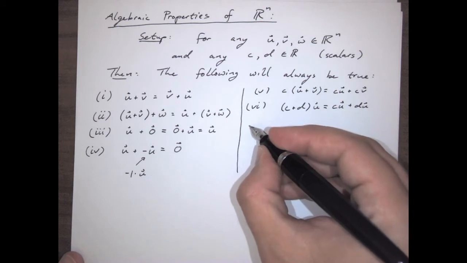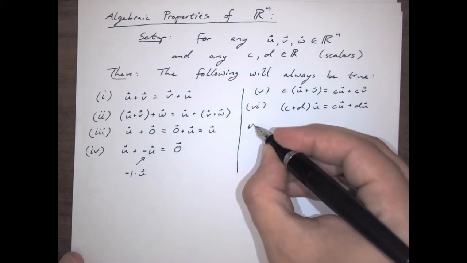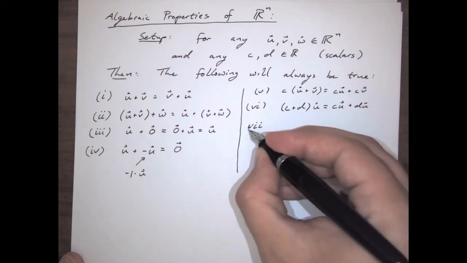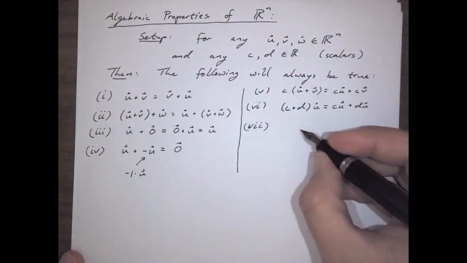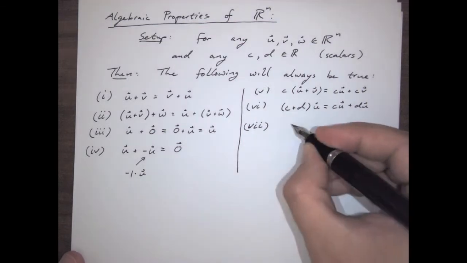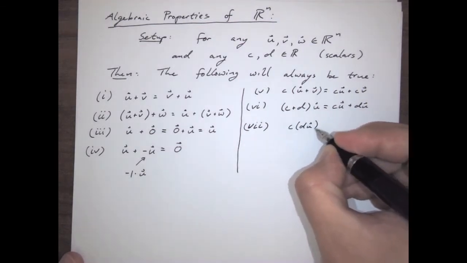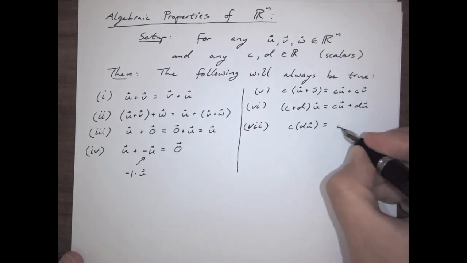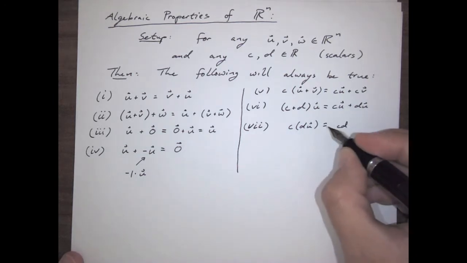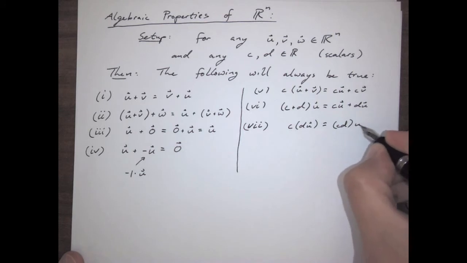And then more to know is that scalar multiplication is also associative, and it's associative in this sense. So if I did c times du, that's the same as cd times u.